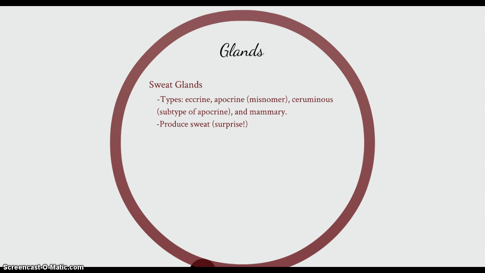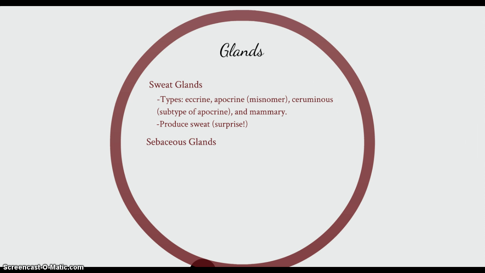Anyway, then there's ceruminous glands, so they secrete cerumen, which is your earwax basically. And it's obviously a lot more firm than apocrine secretions, so there are more proteins and fats inside your cerumen. And then there are mammary glands. So yeah, those secrete milk, mother's milk, found in the breasts, and yes, milk can be considered sweat.